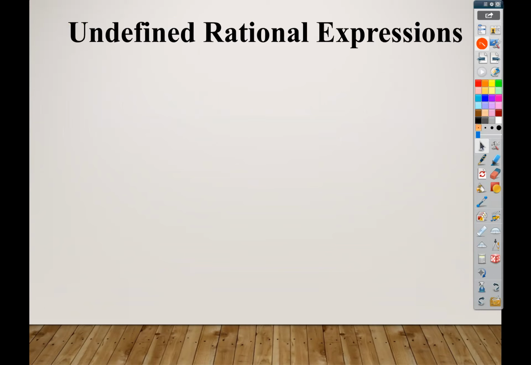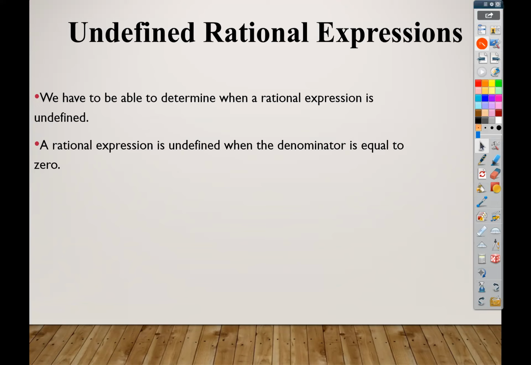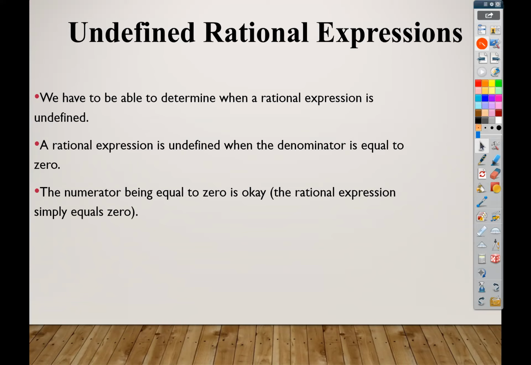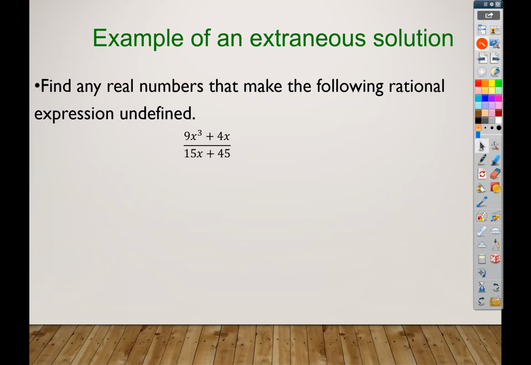Now we're going to talk about undefined rational expressions. We have to be able to determine when a rational expression is undefined. A rational expression is undefined when the denominator is equal to 0. The numerator being equal to 0 is okay. The rational expression simply equals 0. Any solution that would make the denominator equal to 0 is called an extraneous solution.